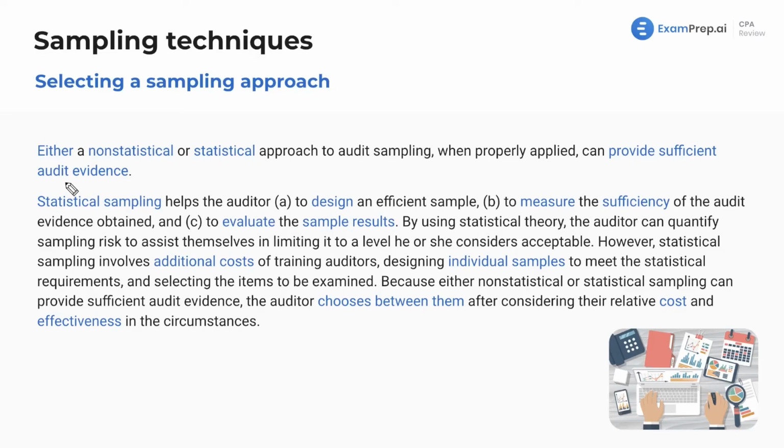Now, like most things throughout auditing, the better the result you'll get, it's going to take some time, effort, and resources. So we see here, statistical sampling involves additional costs of training auditors because of designing individual samples to meet these requirements and selecting the items to be examined. This is going to be more expensive, more costly, but like I said, in many items, many techniques, many points within auditing, the more effort you put in, the more resources you put in, the more you'll get out of it. It's up to the auditor to determine the cost-benefit analysis there.